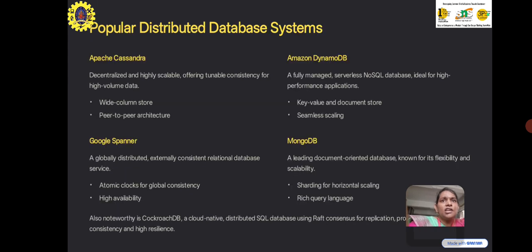Next, let us see the popular distributed data systems. One is Apache Cassandra, which is scalable and peer-to-peer, and is used in big data systems. Next is Amazon DynamoDB, which is fully managed, serverless, and super fast. Next is Google Spanner, which is globally consistent and used in atomic clocks. And next, the important one is MongoDB, which is very popular, document-based, and used for sharding.